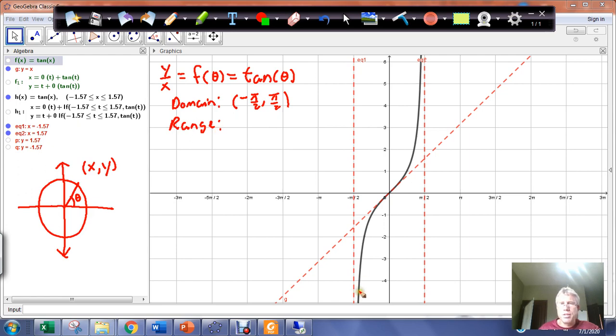We want to identify the range associated with that restricted domain. And what we see is that the tangent function goes to negative infinity and goes to positive infinity. It's a continuous graph, so there's no breaks in it. So the range is negative infinity to positive infinity. And if I were being more careful, which I want to be, I would say that the domain is going to be any angle on the restricted domain from negative pi over 2 to pi over 2.